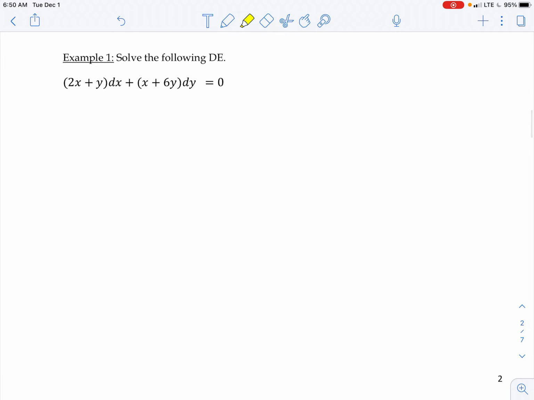So, example 1, solve the following differential equation. We first want to make sure that it's in this form: partial of f with respect to x dx plus the partial of f with respect to y dy equals 0. So it's got to be in that form. It looks like it's of that form, where there's our M and there's our N.